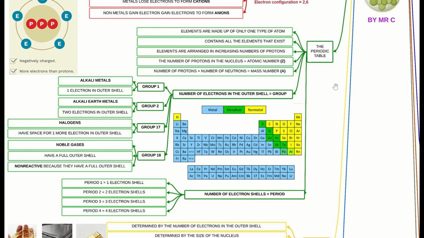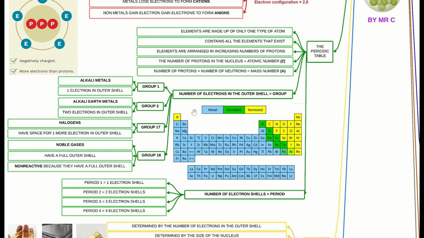Elements are arranged in increasing numbers of protons. The protons are in the nucleus, and we call the atomic number Z, and the number of protons plus neutrons we call the mass number, which is A. The periodic table has groups which are along the top. So hydrogen is group 1, then we can see beryllium is group 2, then we have a lot of transition metals, then we have boron that is group 13, carbon that is group 14, nitrogen that is group 15, oxygen that is group 16, fluorine that is group 17, and helium there is group 18.